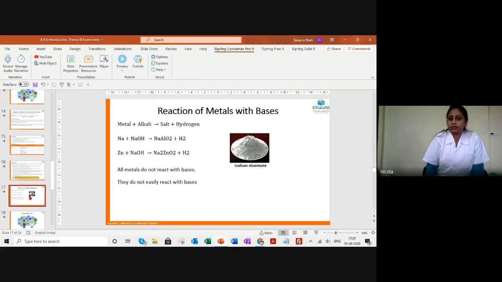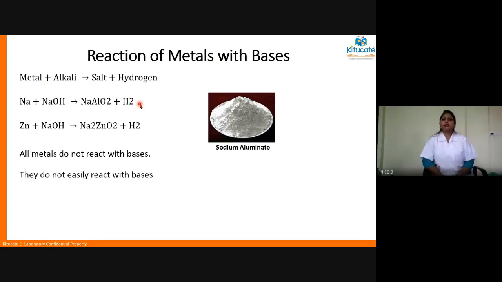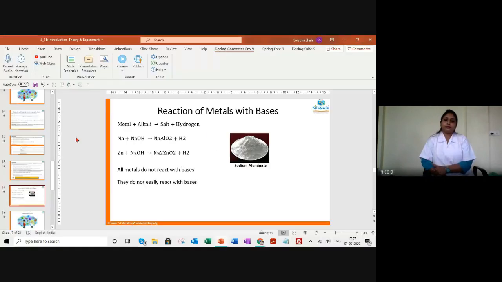We'll show a video for this, how metals react with acids. Now, what will happen when a metal reacts with a base? Same thing, a salt will be formed and hydrogen gas will be formed. But what about non-metals? Some non-metals react with bases, not all. Every non-metal does not react with bases. A very few non-metals react with bases to form a salt as well as hydrogen gas.